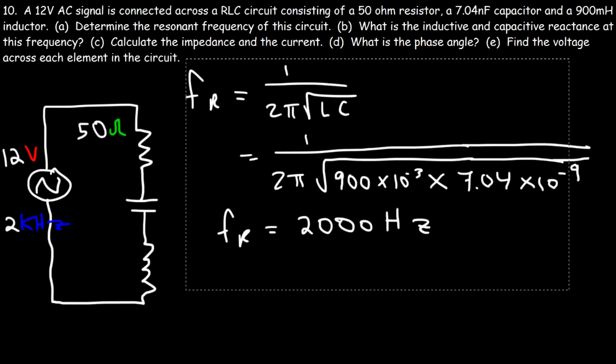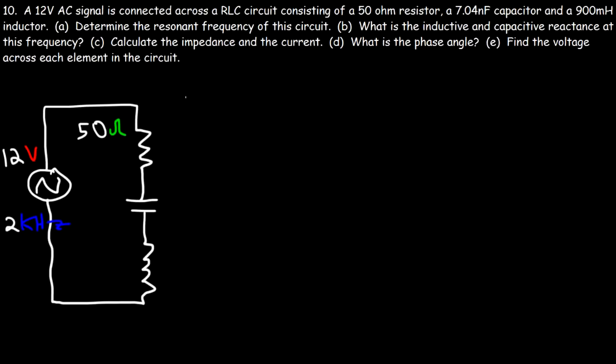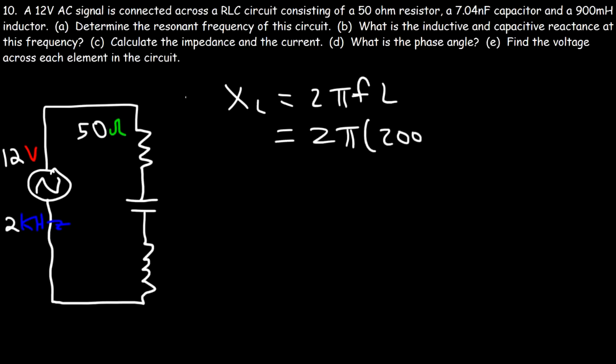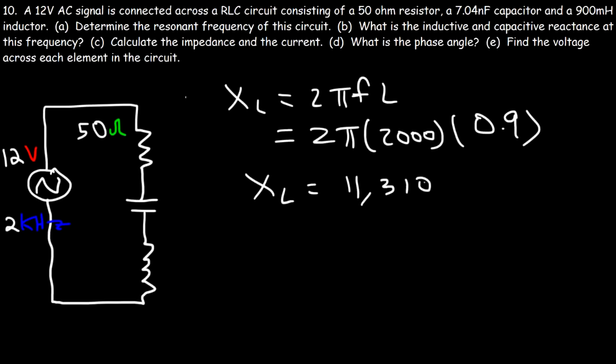Now let's focus on part B. What is the inductive and capacitive reactance at this frequency? Let's start with the inductive reactance, which is 2 pi F times L. So that's 2 pi times a frequency of 2000 Hertz times the inductance, which is about 0.9 henries, or 900 times 10 to the minus 3. So XL is about, if we round it, 11,310 ohms.